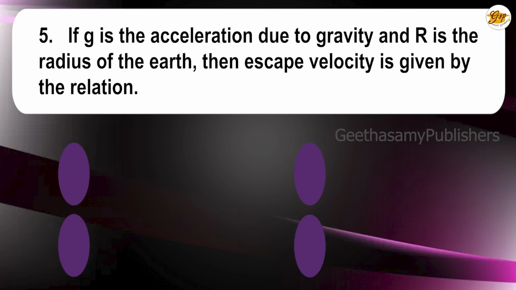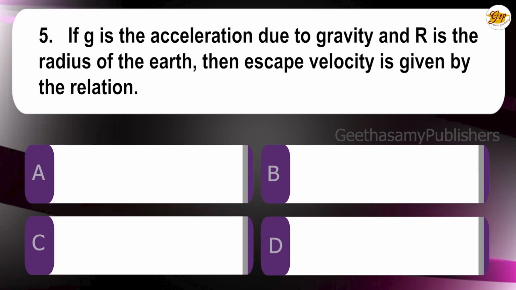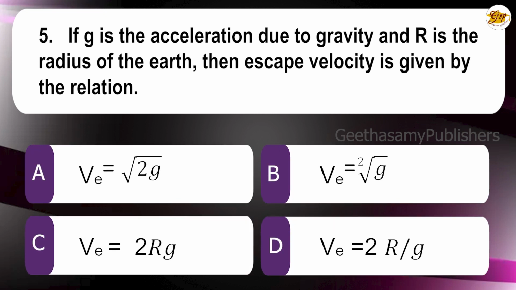Question number 5. If g is the acceleration due to gravity, and R is the radius of the earth, then the escape velocity is given by the relation A. v equal to root of 2g. B. v equal to root of g. C. v equal to 2Rg. D. v equal to 2R by g. So the answer is v equal to root of 2Rg, C.